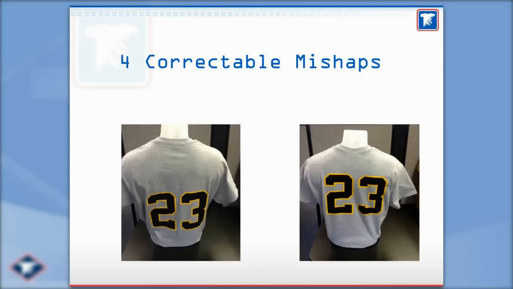Oh, the tucked in number. There's always one in the league somewhere, that poor child whose jersey or t-shirt ended up a little bit tucked into their pants.